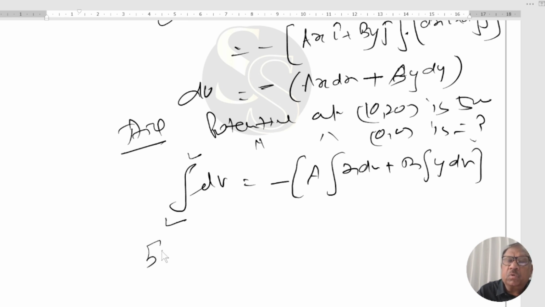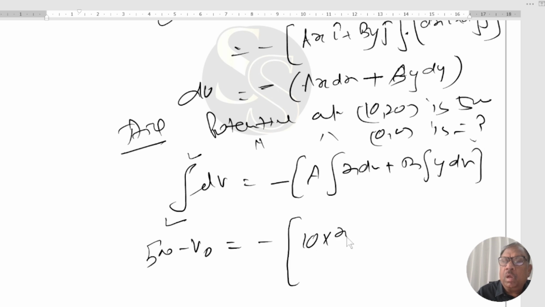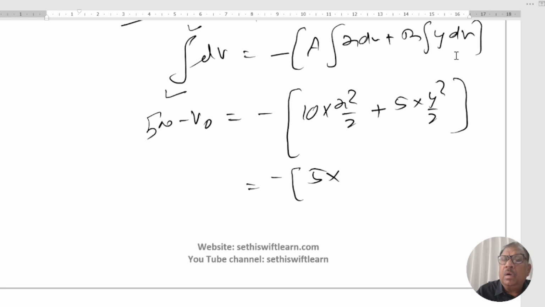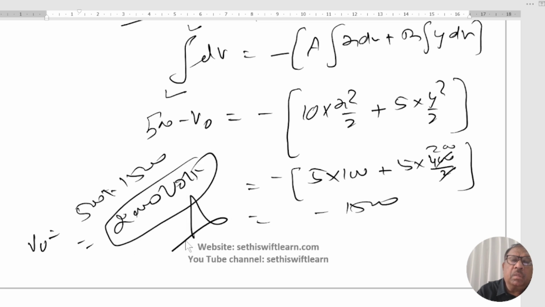At that point we get 500 volt, at the other we have minus V naught, going to zero. Minus, the values of A and B are given to us as 10 and 5: 10 into x squared by 2 plus 5 into y squared by 2. Simplifying, minus 5 into x squared, you have to find the value at (10, 20). 10 means 100, plus 5 into 400 divided by 2, this comes out to be 200, so this comes out to be minus 1500. So V naught comes out to be 500 plus 1500, that is equal to 2000 volt. That is the answer.